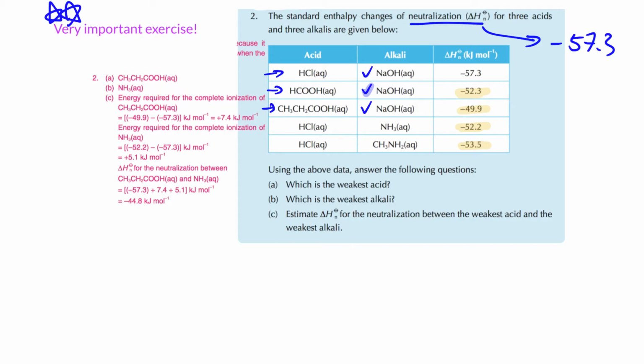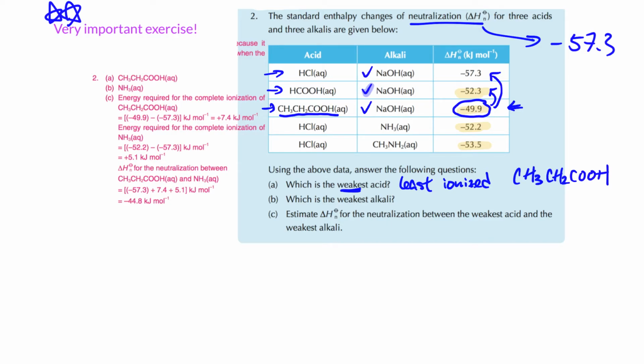So we see that among these, this will release the least energy compared to this one and this one, right? So therefore we'll know that this one needs more energy to completely ionize this acid. So we'll say the weakest acid means the least ionized. That would be the weakest acid. So among all these, we can tell the first one will be CH3CH2COOH. That means ethanoic acid.